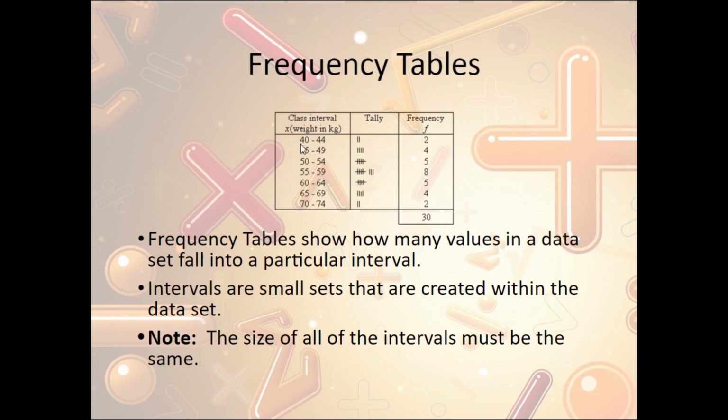So this is what a frequency table looks like. We have an interval here, right? Obviously our data set goes from at least 40 to 74. That's a pretty big span, so we break it up into smaller parts so we can see. From 40 to 44, there were 2 data points that fell within that range. Then from 45 to 49, there were 4 that fell within that range, and so on. So we can calculate how many fell into each range.